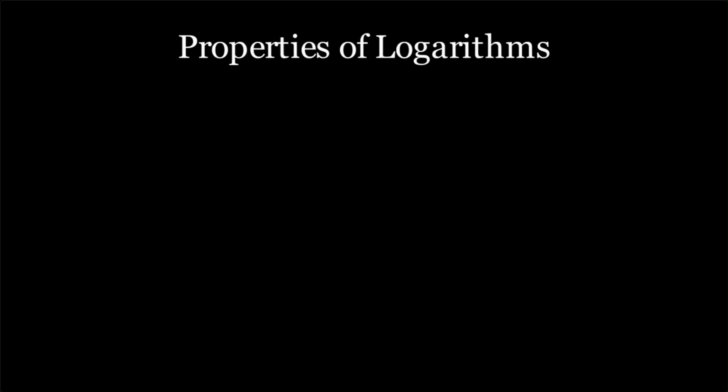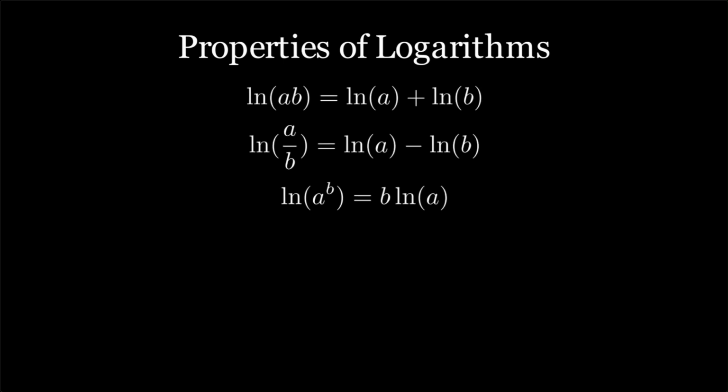So we have three main properties of logs that we learn in school, or learn in algebra or pre-calc. We know that the natural log of a times b is equal to the natural log of a plus the natural log of b. The natural log of a divided by b is equal to the natural log of a minus the natural log of b. The natural log of a to the b is equal to b times the natural log of a.